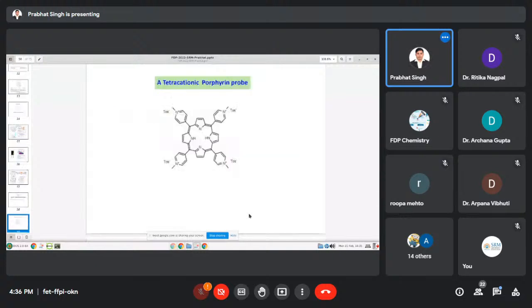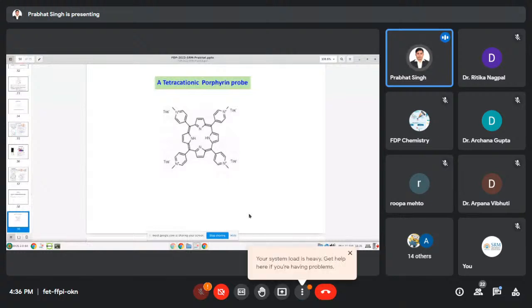Then we thought, we did not have a molecule which goes beyond tetracationic, although we are still collaborating and asking those guys to make it, because they can make it. So we went for a tetracationic porphyrin probe. This is commercially available, and porphyrins are known to be very robust. And then I looked at this structure and said, okay, this is also a tetracationic structure. So let's see.